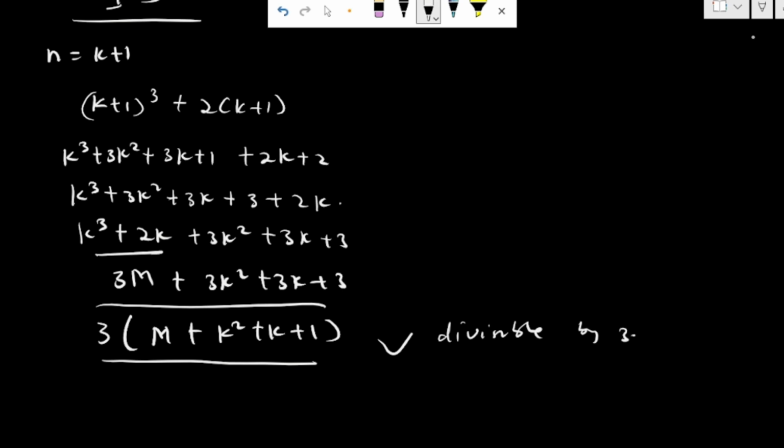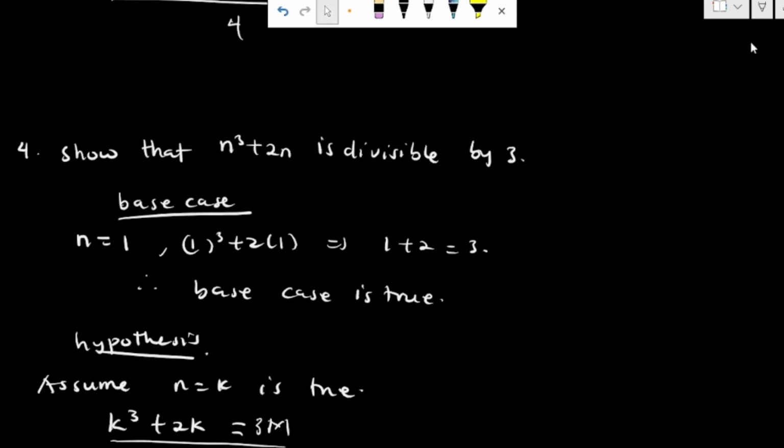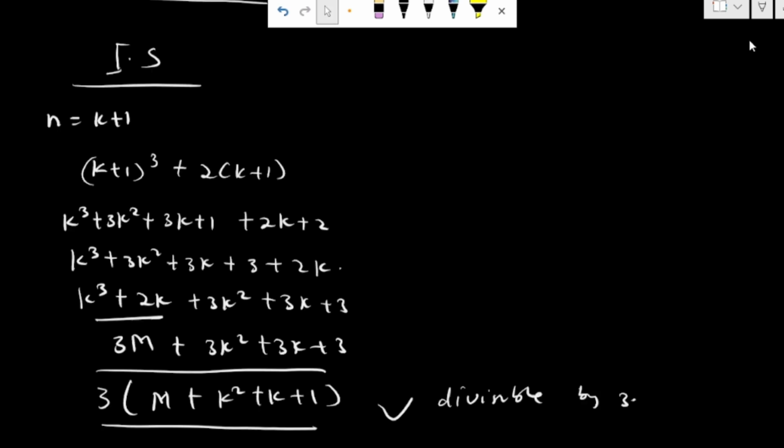And therefore, for n being a natural number, n cubed plus 2n is always divisible by 3, and we have proved that by induction.